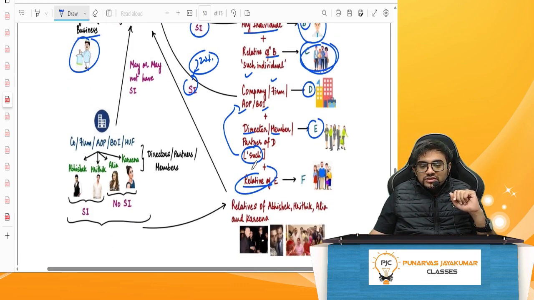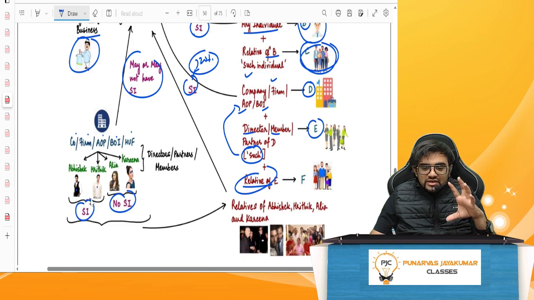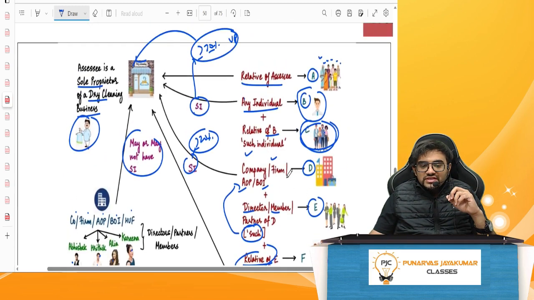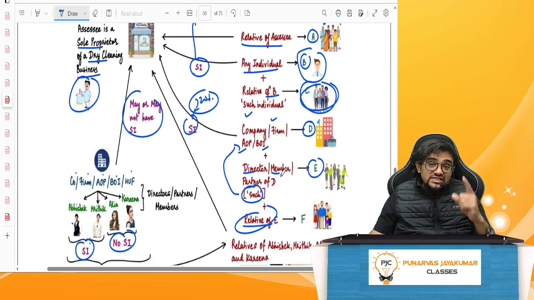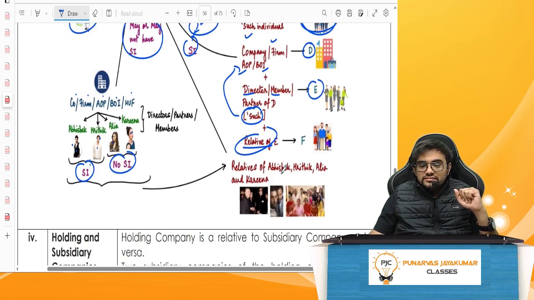Apart from that, guys, so many other things are there. You see, any company, firm, AOP, BOI, HUF, they may or may not have substantial interest. That's okay. But let's say their members, Abhishek, Kritik, Alia, Karina, two of them have substantial interest, two of them don't have substantial interest. Doesn't matter. If Abhishek and Kritik enter into a contract with the sole proprietorship, and the sole proprietorship is paying them some money which is excessive, that will be disallowed.